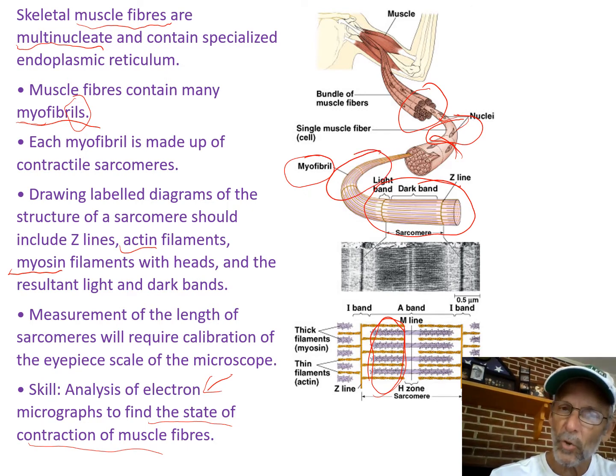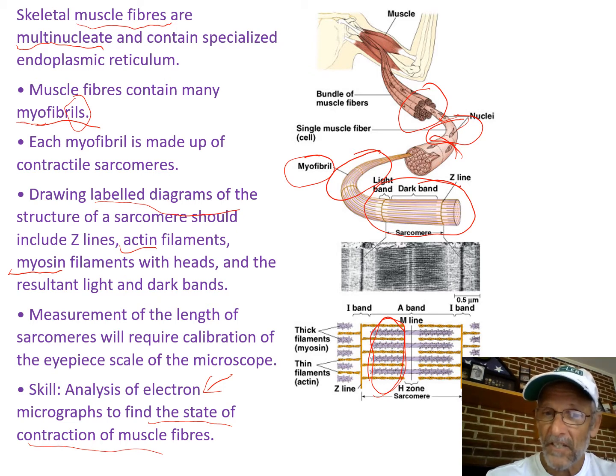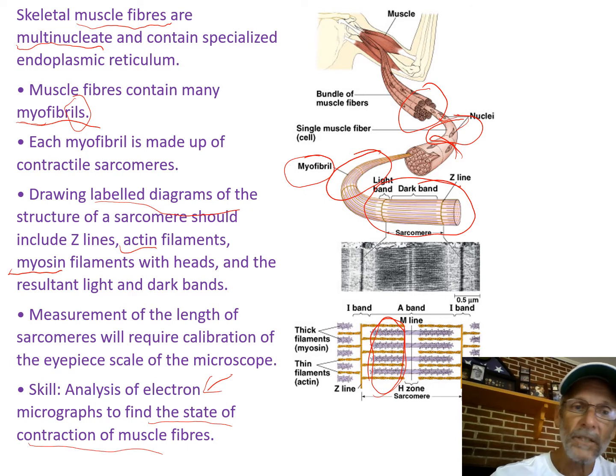Sarco is also kind of a muscle word, right? And this sarcomere, they want you to be able to identify a labeled diagram, and they tell you what they want you to include. They didn't include all the stuff in there, like this H zone and I band and A band and M line, right? But they did include Z lines.